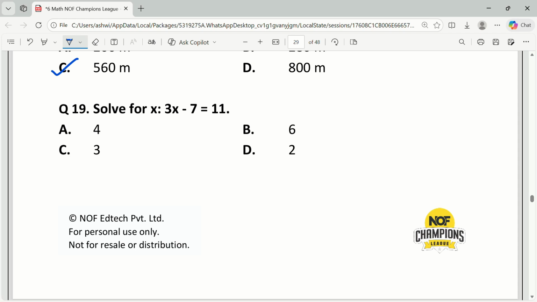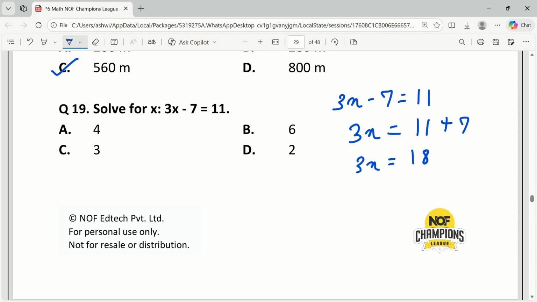Solve for x, where 3x minus 7 is equal to 11. 3x minus 7 is equal to 11. Taking the constants on one side, we have 3x is equal to 11 plus 7. 3x is equal to 18. X is equal to 18 by 3, which is equal to 6. Comparing with the given options, the answer.